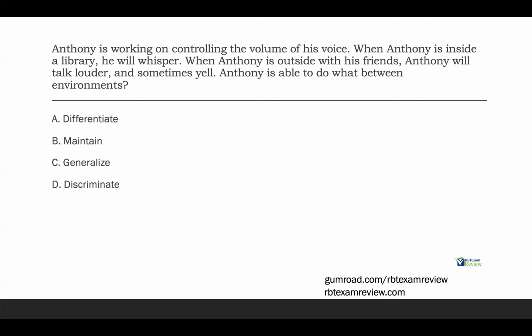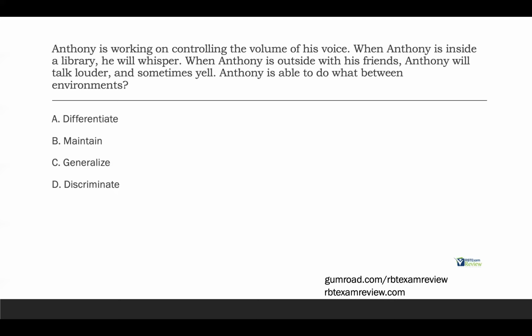We have 2 behaviors, right? We have a whisper and then we have a yell. Anthony knows when he's in a library, he's whispering. He knows when he's in an outside environment, he can talk loud and yell. What is Anthony doing between the environments? Is he differentiating? Remember, differentiating is in regards to the behavior. So if we were talking about his voice volume, that would be differentiating. But we're talking about the environments.